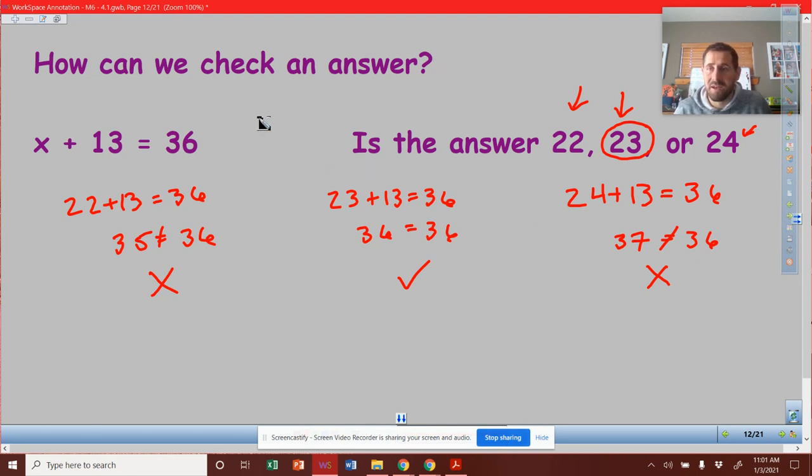Just make sure when you solve any of these equations, you always take your answer, you plug it back in, and you make sure it works. You make sure it's a true statement.